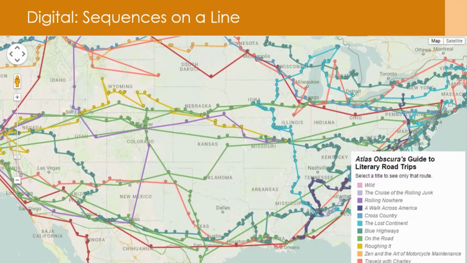This map was just released recently from Atlas Obscura, Guide to Literary Road Trips, and this is a sequence of potential road trips you can take across the country that trace a nonfiction book. Again, the overlay of time on top of geographic space.